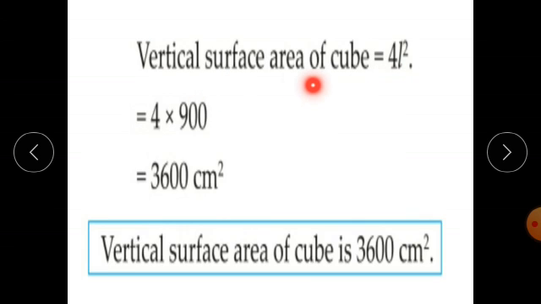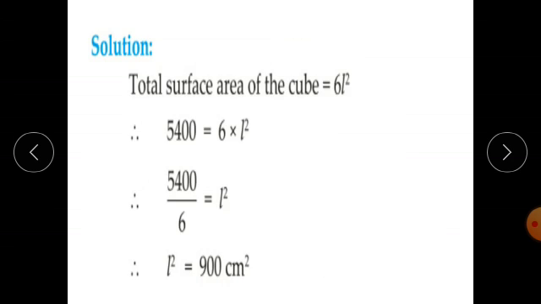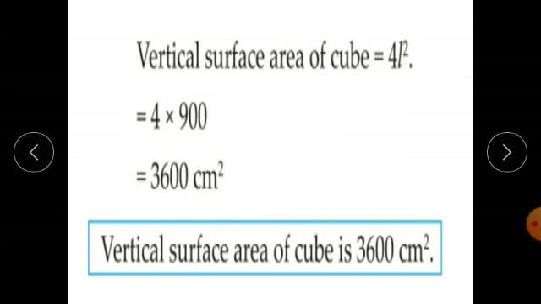Now vertical surface area of a cube equal to 4 into L square, and L square is 900 centimeter square. So here for L square substitute 900, means 4 into 900 equal to 3600 square centimeter. So vertical surface area of a cube is 3600 square centimeter.